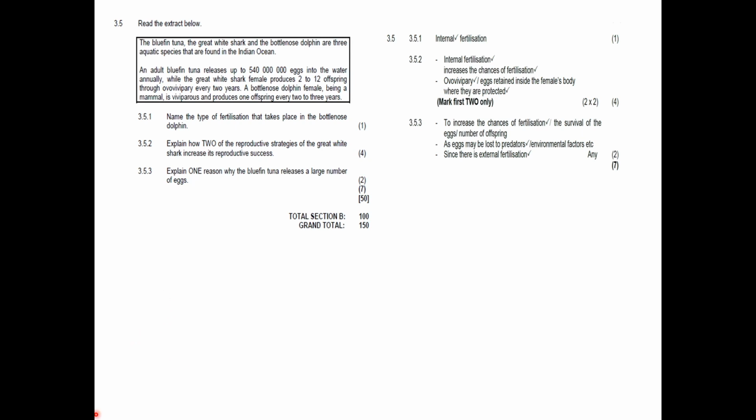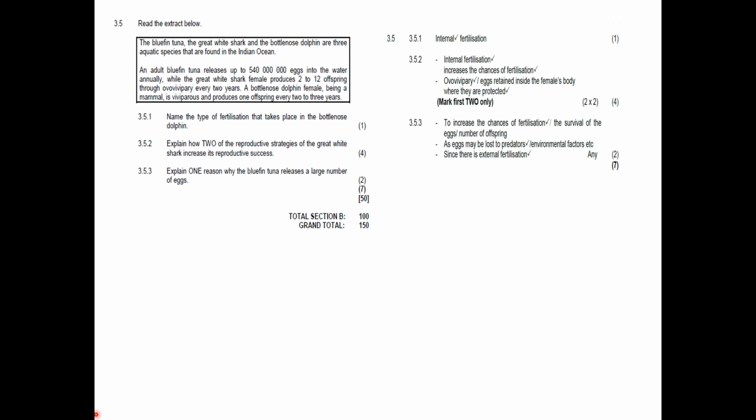So, the bluefin tuna, the great white shark, and the bottlenose dolphin are 3 aquatic species that are found in the Indian Ocean. An adult bluefin tuna releases up to 540 million eggs into the water annually, while the great white shark female produces 2 to 12 offspring through ovoviviparity every 2 years. A bottlenose dolphin female, being a mammal, is viviparous and produces 1 offspring every 2 to 3 years.